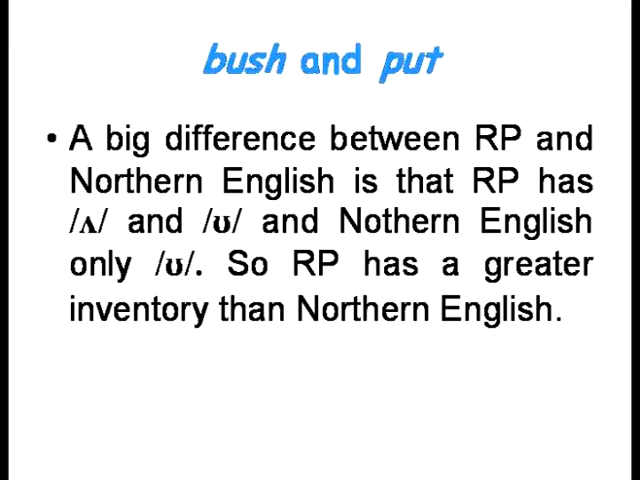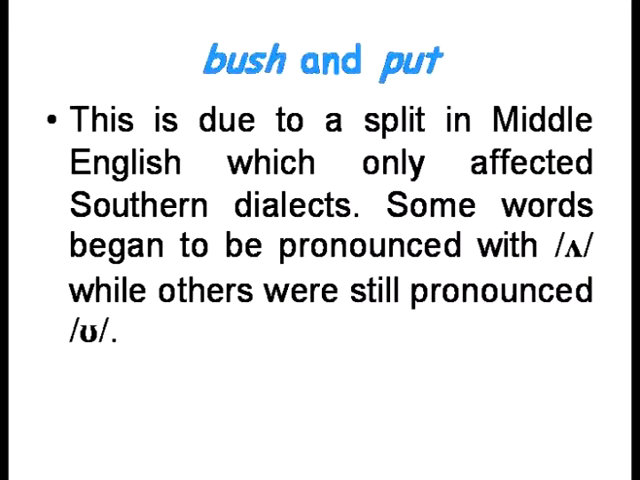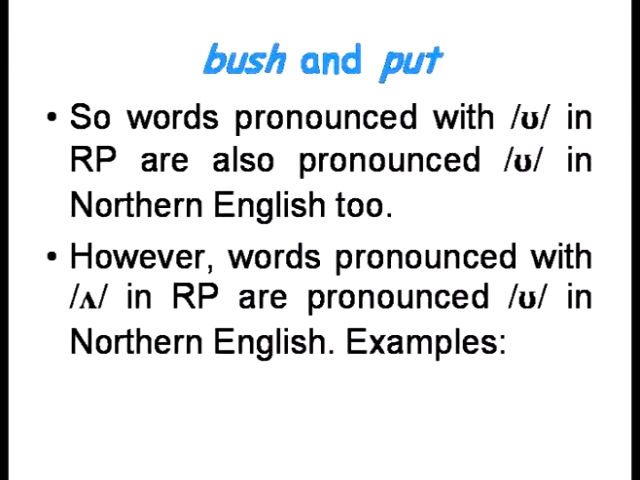A big difference between RP and Northern English is that RP has two vowels and Northern English only one, so RP has a greater inventory than Northern English. This is due to a split in Middle English which only affected Southern dialects. Some words began to be pronounced with one vowel while others were still pronounced with the other. So, words pronounced with the longer vowel in RP are also pronounced that way in Northern English too. However, words pronounced with the shorter vowel in RP are pronounced differently in Northern English.